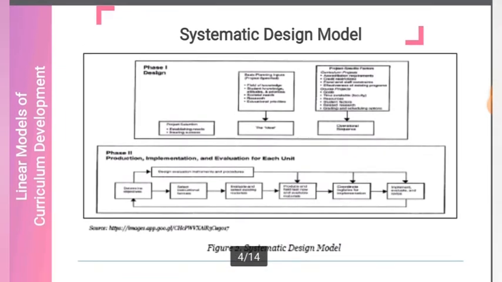Next, we have the systematic design model. This model was developed by Robert Diamond, which has 2 phases: the first is project selection and design. The second one is the production, implementation, and evaluation, and contains a series of steps.